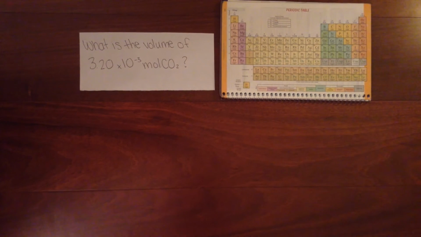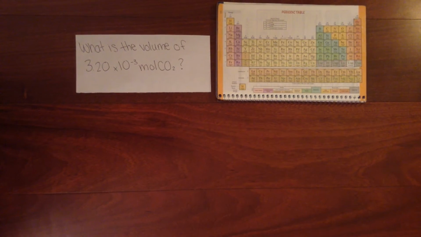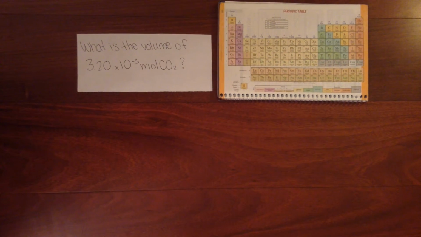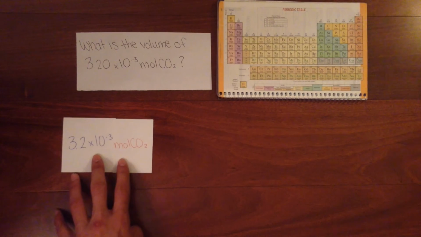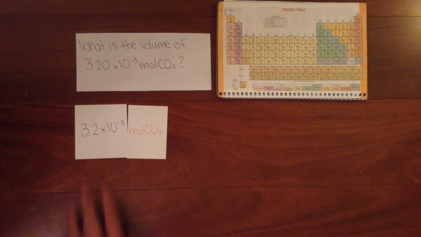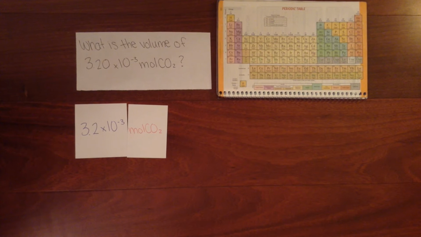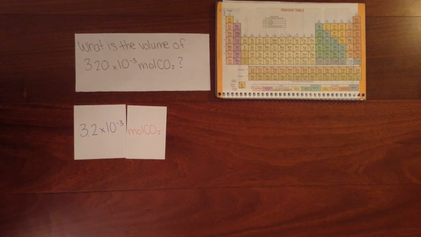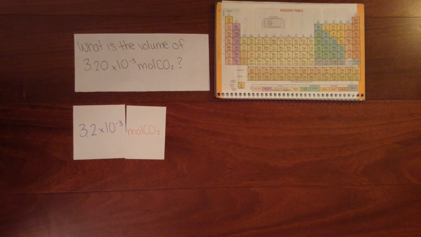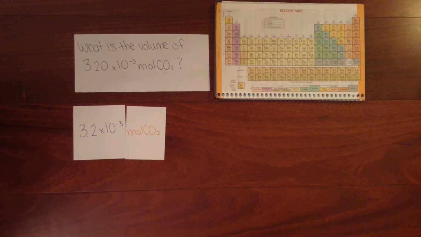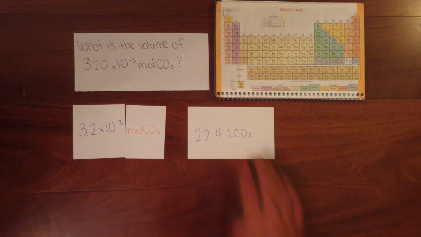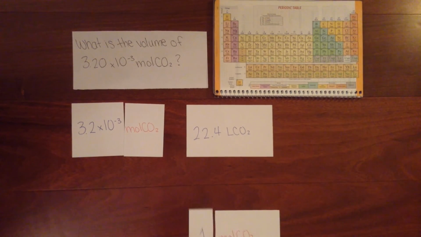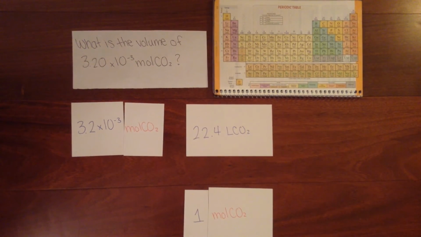The question is, what is the volume of 3.20 times 10 to the negative third moles of CO2? To begin, we start with 3.2 times 10 to the negative third moles of CO2. Then we multiply by the volume of 1 mole of gas at standard temperature and pressure, which is 22.4 liters. In this case, 22.4 liters of CO2. Then, in order to convert, we divide by 1 mole of CO2, which cancels out the moles of CO2.